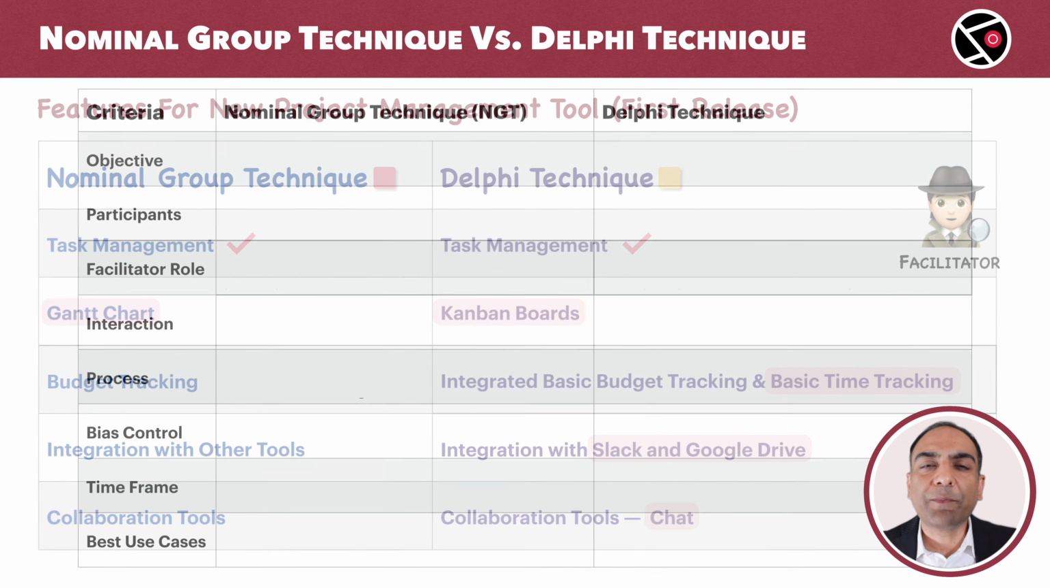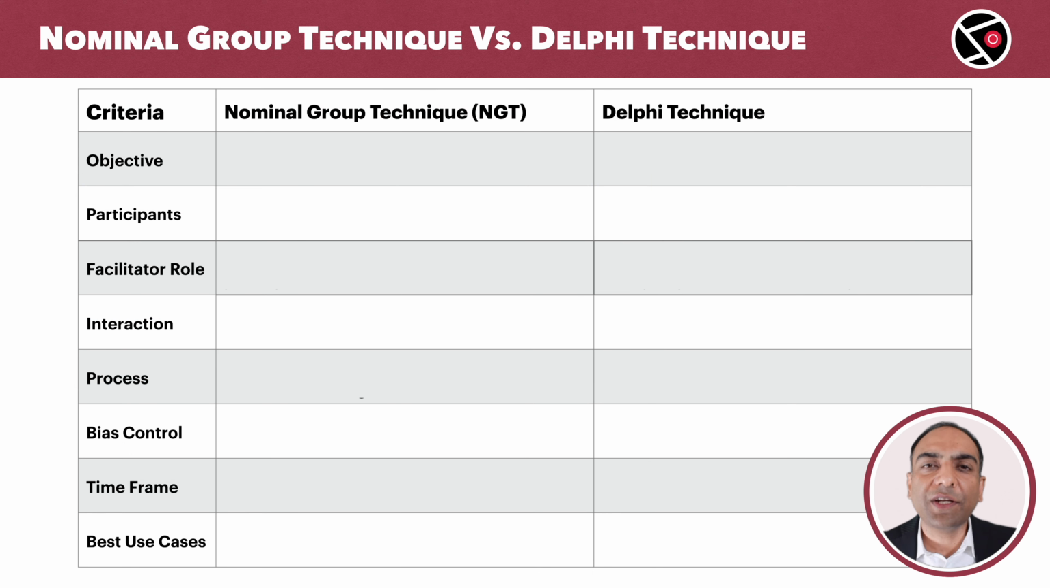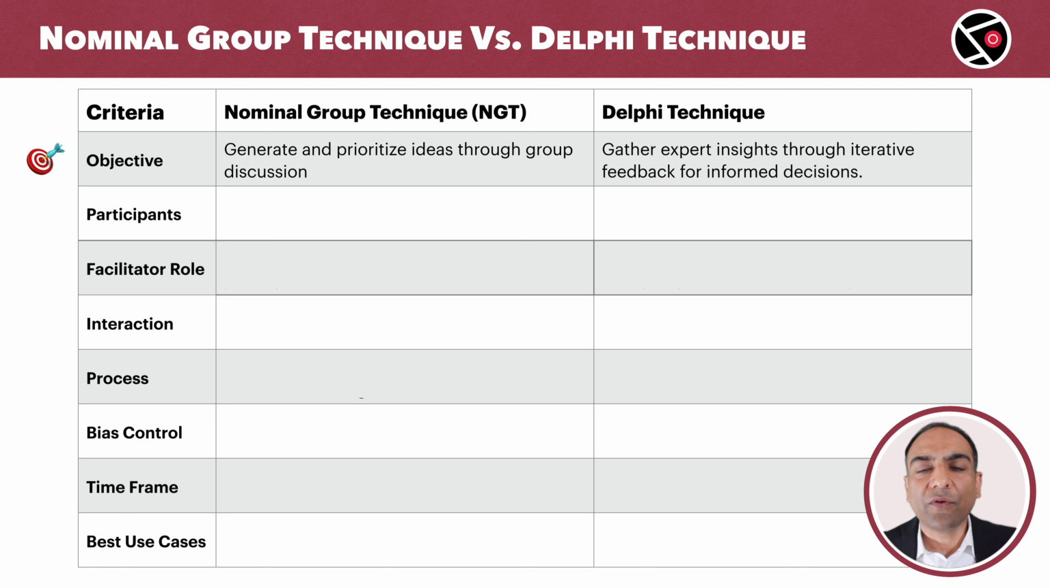Here is a table that presents a broad comparison of these 2 techniques. First, the objective. For nominal group technique, NGT, the goal is to generate and prioritize ideas through group discussion. Delphi, on the other hand, gathers insights from experts through rounds of feedback.